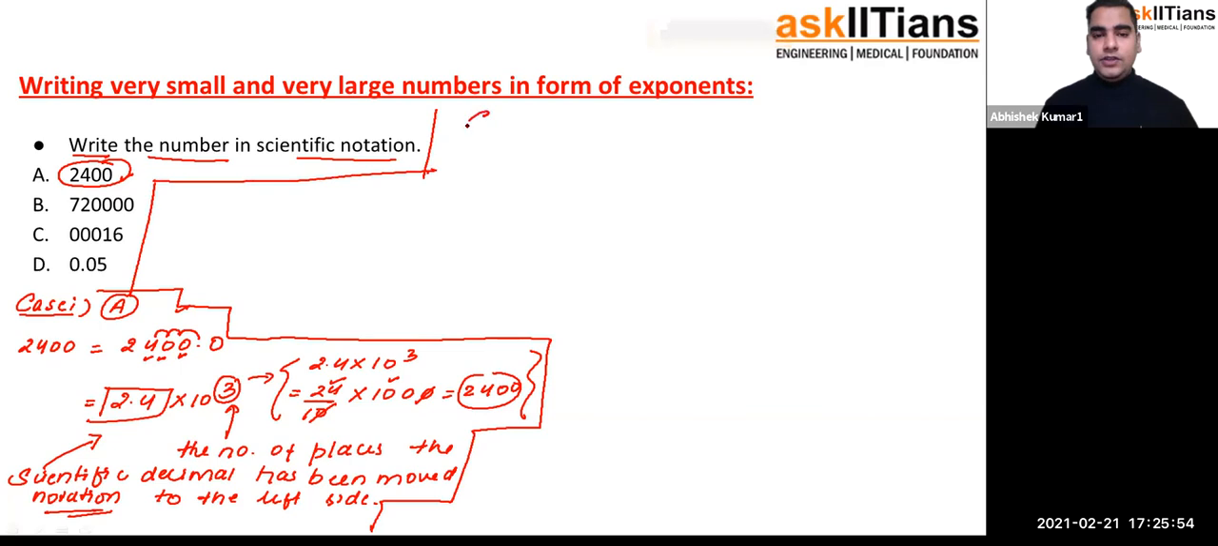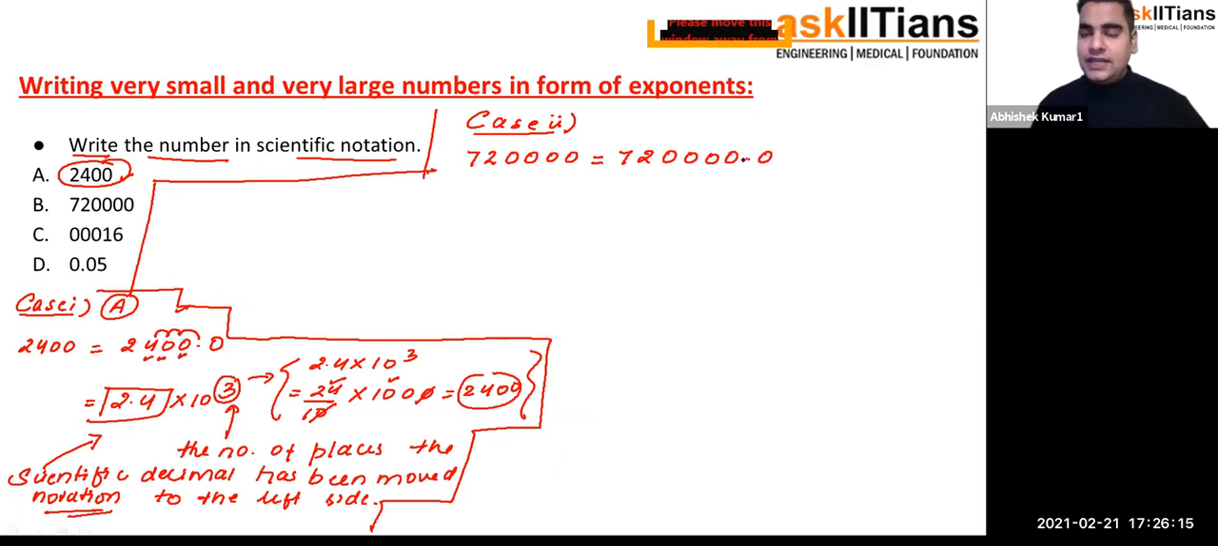Here, I'm going to discuss case two. And you guys will be helping me out with that. In case two, what is the number you have? The number you have is 72000. Can we write this number as 72000.0? We can write it like this. And we have to move this decimal to the left-hand side in such a way that there is only one digit on the left-hand side of the decimal and the rest of the digits must be on the right-hand side of the decimal.